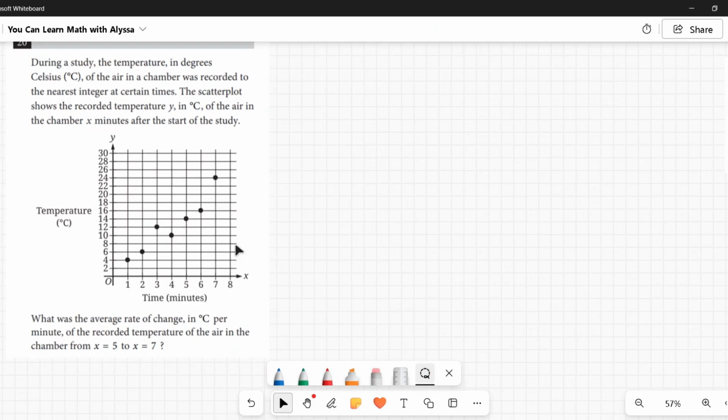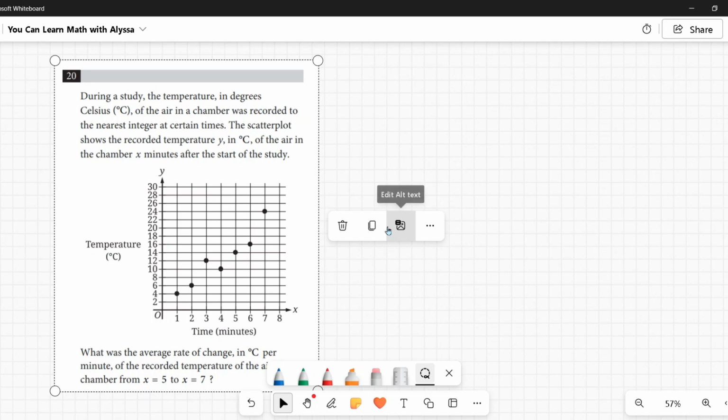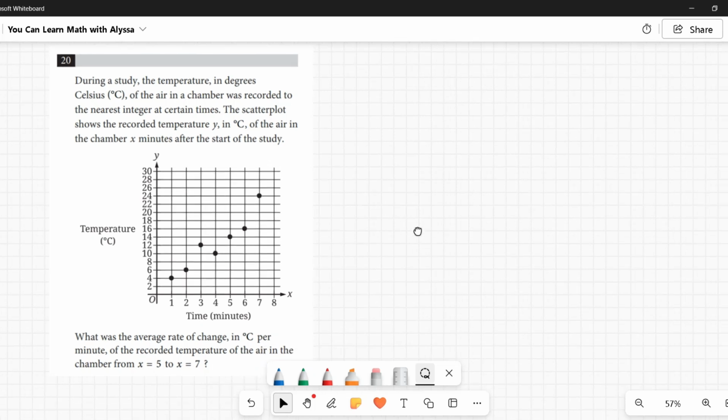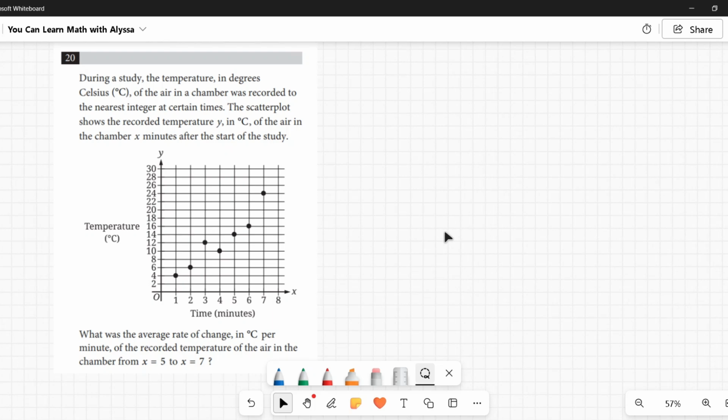All right, number 20. During a study, the temperature in degrees Celsius of the air in a chamber was recorded to the nearest integer at certain times. The scatter plot shows the recorded temperature Y in degrees Celsius of the air in the chamber X minutes after the start of the study. What was the average rate of change in degrees Celsius per minute of the recorded temperature of the air in the chamber from X equals 5 to X equals 7?